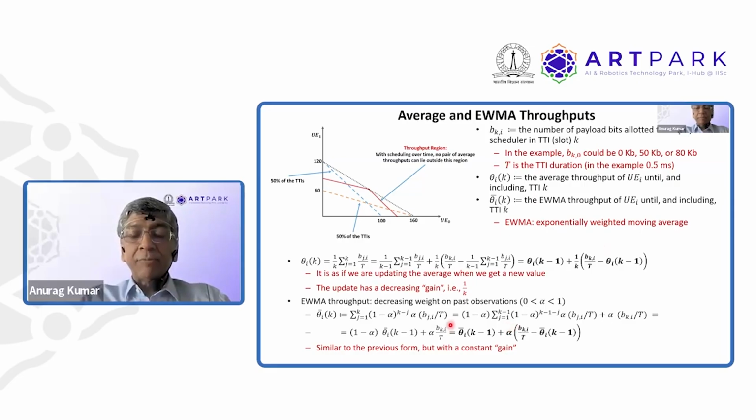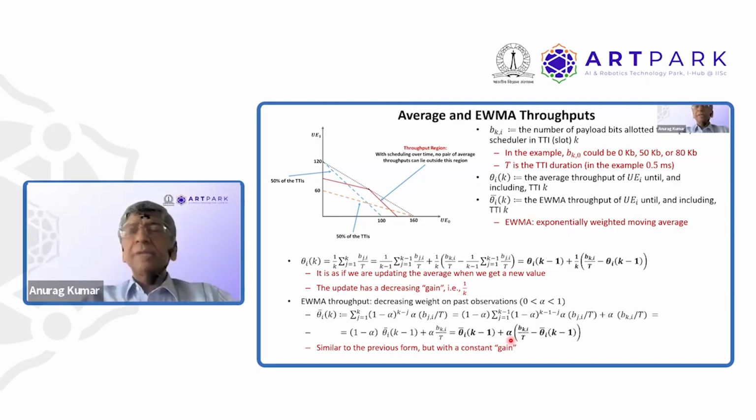The previous EWMA average plus a constant, now not 1 over k but a constant alpha, 0.01, times the difference between the rate given now and the previous average. Why is it called exponentially weighted? Because of this weighting. In a particular slot, I'm weighting the previous history in an exponentially decreasing manner. So this is a very similar structure to this, with a constant weight. This is the implication of that.